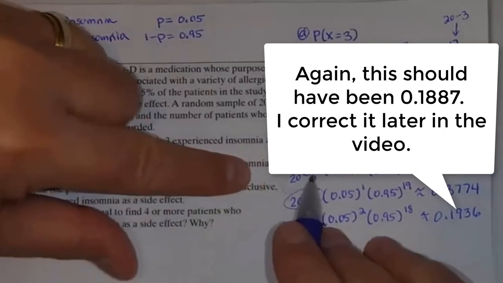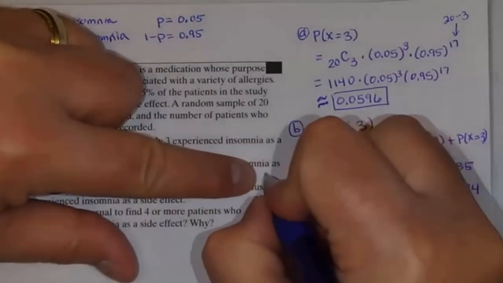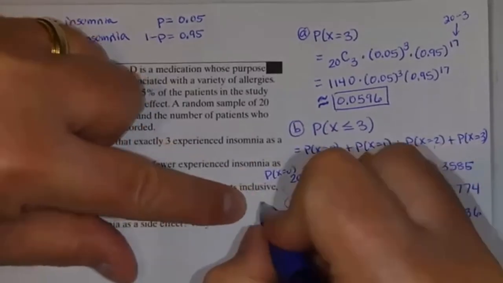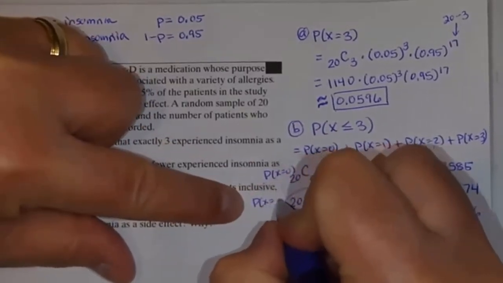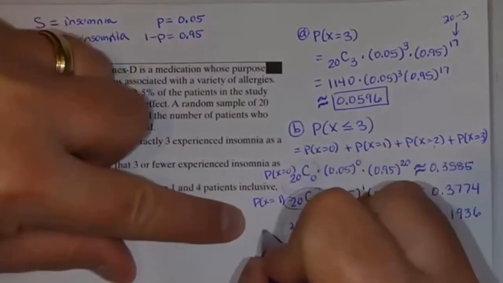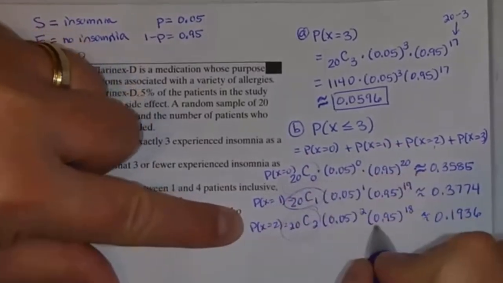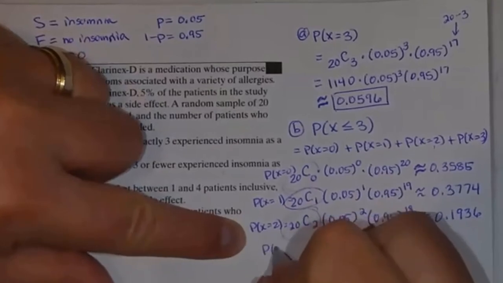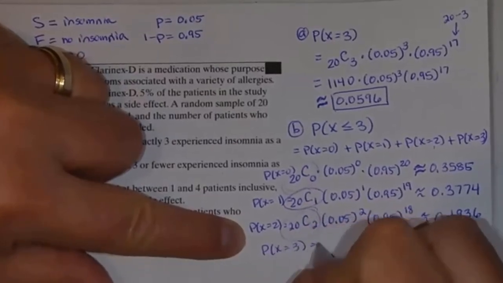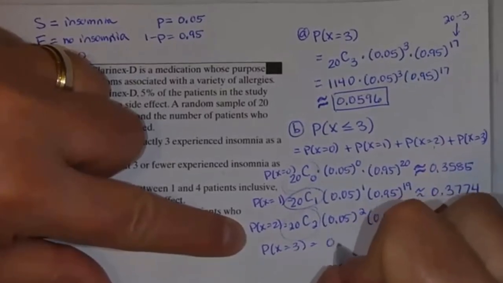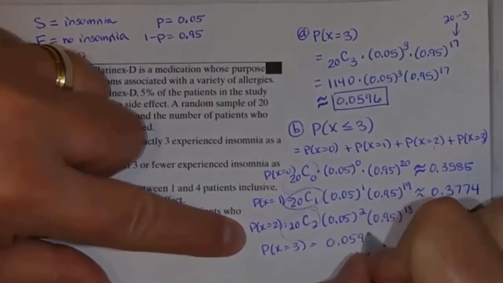So again, to be clear for your notes, this right here is the probability of x equals 0 successes. This right here is the probability of x equals 1 success. This right here is the probability of x equals 2 successes, okay? And we already calculated the probability of x equals 3 successes. We did that up here in part A. That is 0.0596.